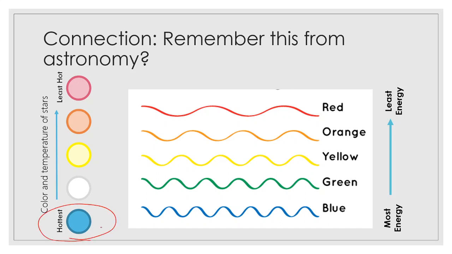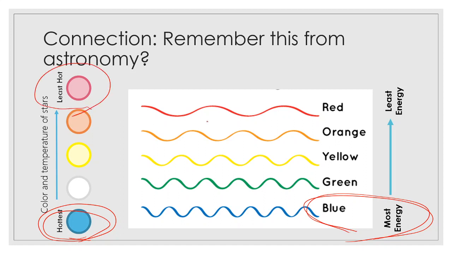Blue stars are the hottest, and blue light has a lot of energy. Not the most energy, I guess. Violet would have more, so you could have a violet line down here with even more energy. But, point being, blue stars are the hottest, and of these colors that we're seeing here, blue light has the most energy. Red stars are the least hot, and of all the colors, red light has the least energy. It's the same basic pattern.